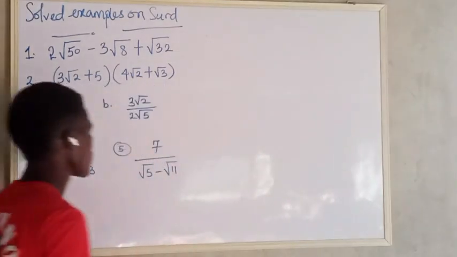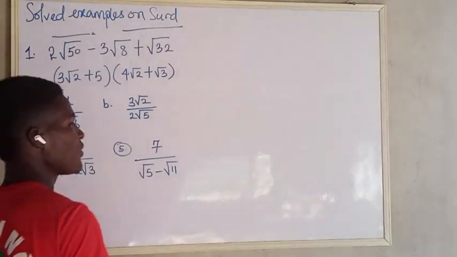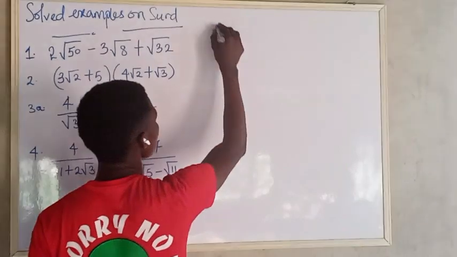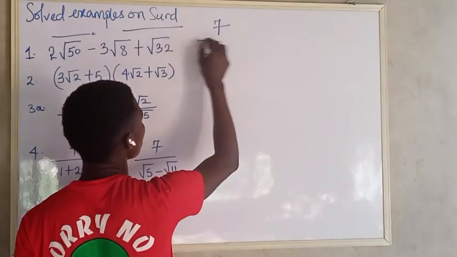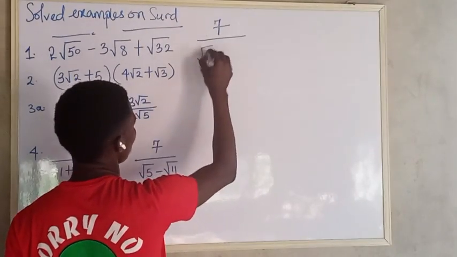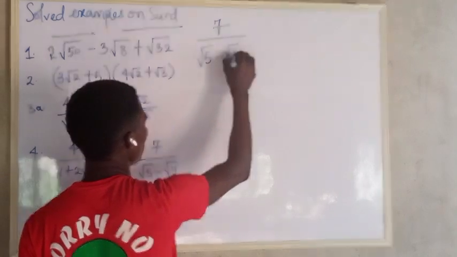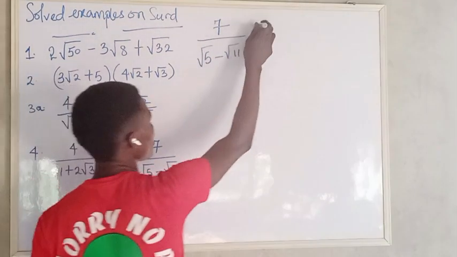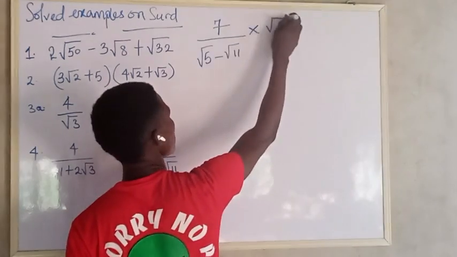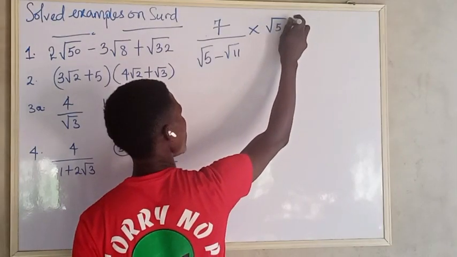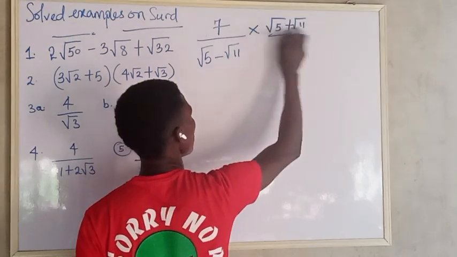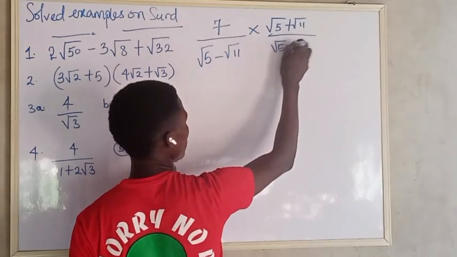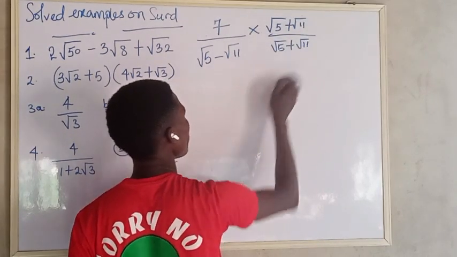Alright, so this we have 7 all over root 5 minus root 11. So how will you do that? Multiply the numerator and denominator by the conjugate. So this is root 5 plus root 11 over root 5 plus root 11 also.